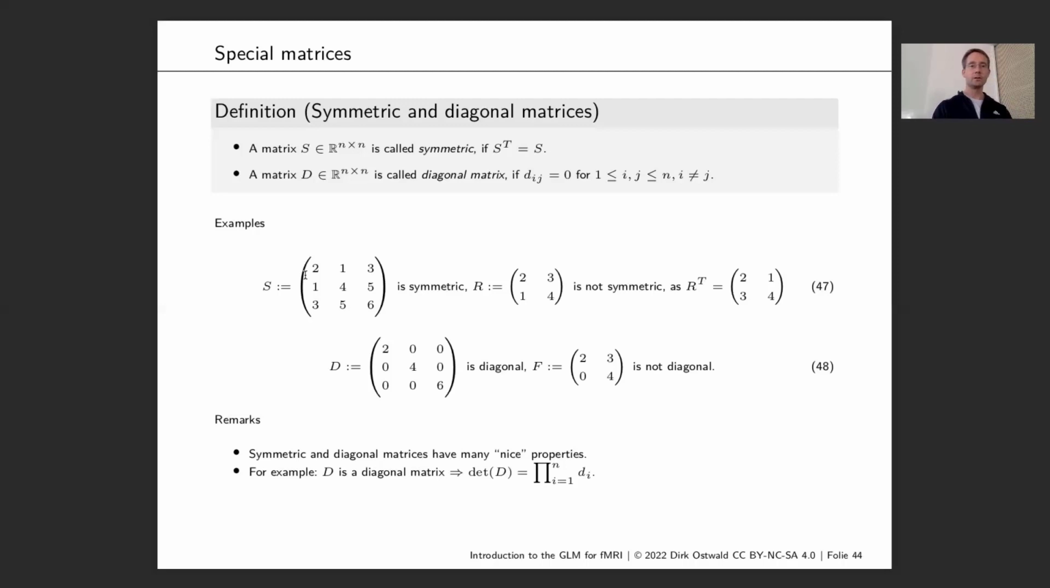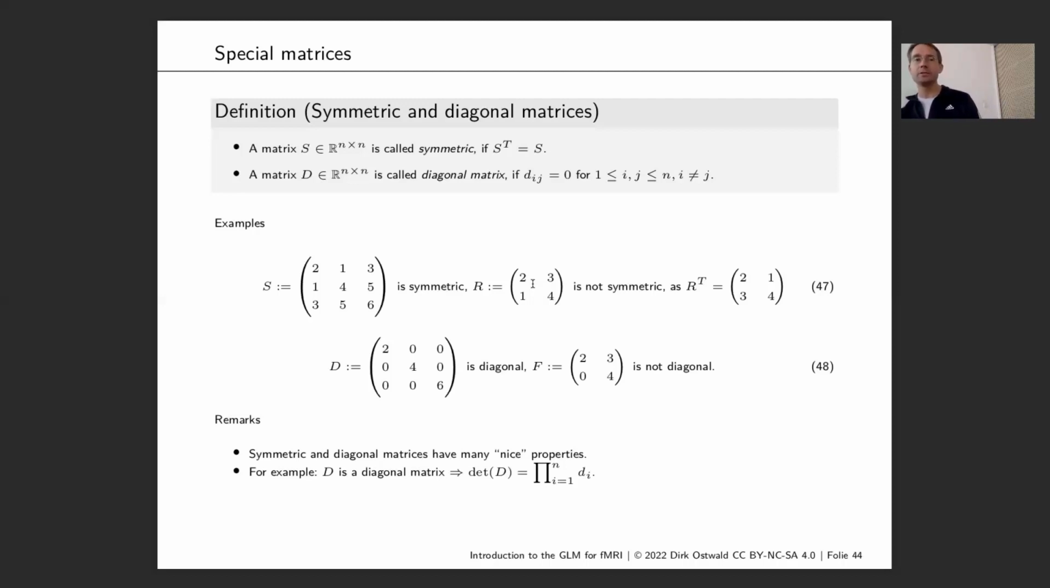So if you think about transposing this, you take the first row and you get the first column, 2, 1, 3. The second row 1, 4, 5 you transpose, you get the second column 1, 4, 5. 3, 5, 6 you transpose, you get 3, 5, 6. So it's a special type of matrix. Of course, not all square matrices are symmetric. Most matrices are not symmetric. For example, 2, 3, 1, 4: if you transpose it, you get a different matrix, so these two matrices look different.